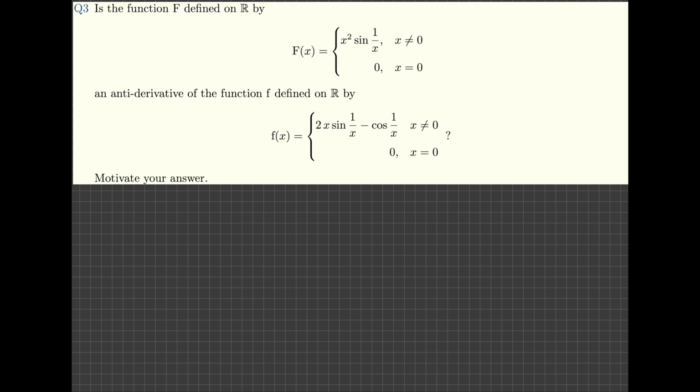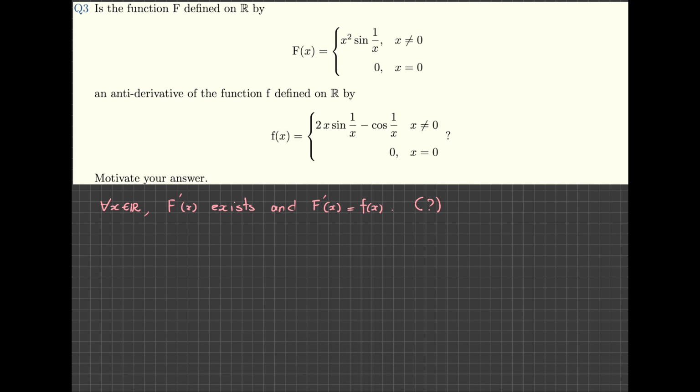In this case, capital F is indeed an antiderivative of function little f, but let us show that. Okay, so I need to prove this. I need to prove that for all x in R, F prime of x exists and F prime of that x is equal to little f of the same x. So this is what I want to prove.